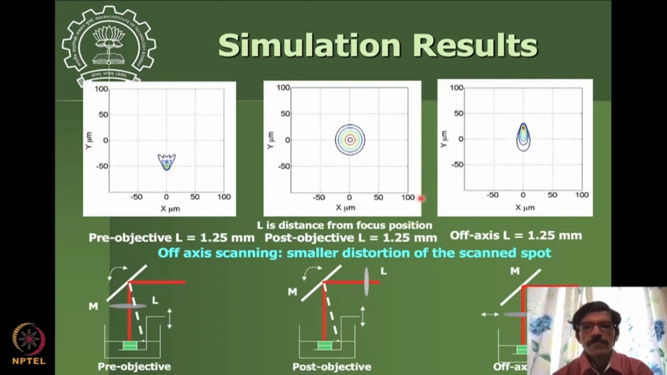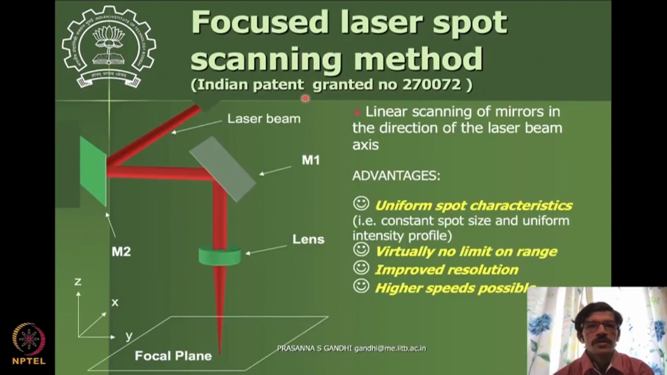not great. Then finally we proposed another method, which we could get an Indian patent on, which is scanning the laser beam along with the mirrors. So the mirrors also get scanned in a linear fashion. Previously we were moving only the lens in a linear fashion, but now the lens and mirror move in a linear fashion, and you get a laser beam scan on the surface.